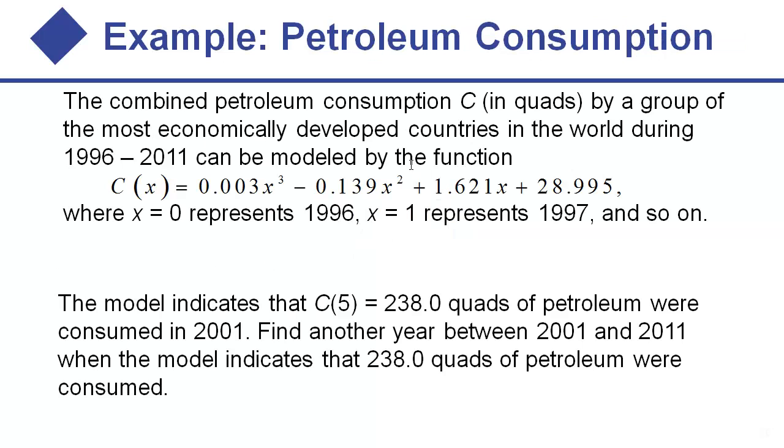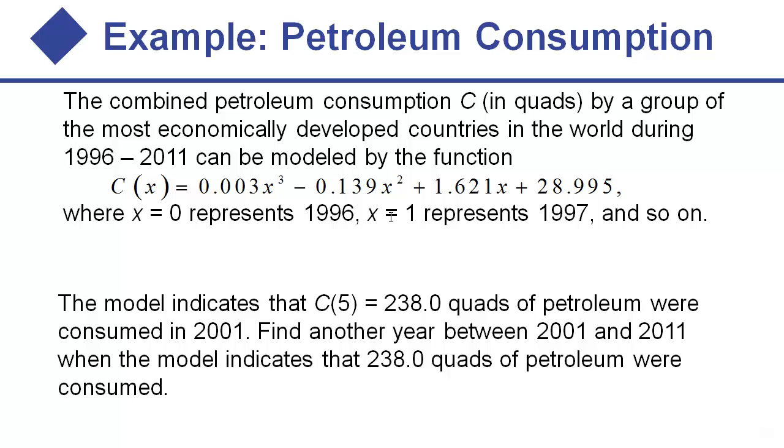Okay, one other example. Here's our friend, a word problem. The combined petroleum consumption C in quads by a group of the most economically developed countries in the world during 1996-2011 can be modeled by this ugly looking function, but it's still just a polynomial function. Even with all of these horrible decimals, it's still just a simple polynomial. X equals 0 represents the year 1996, x equals 1 is 1997, so basically x just represents the number of years past 1996. That's a very common thing to do with functions that model something over time.